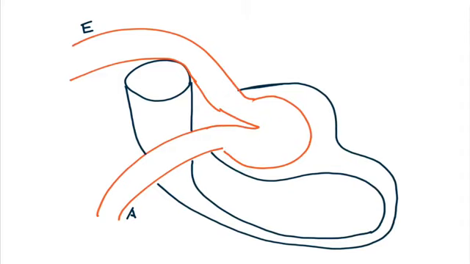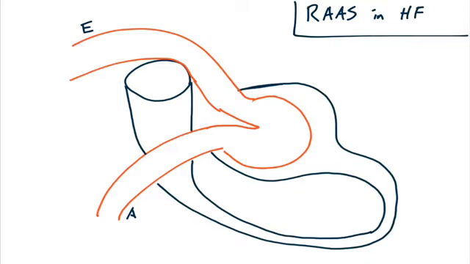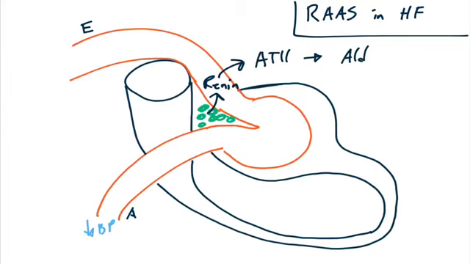Let's say there's a patient with heart failure. What would happen to the renin-angiotensin-aldosterone system in this patient? So here we have the renin-angiotensin-aldosterone system in a heart failure patient. Okay, well, if you have heart failure, you're going to have decreased cardiac output. And so that means there would be decreased blood flow or decreased blood pressure going through the afferent arteriole. So the juxtaglomerular cells would begin to secrete renin. And renin, of course, would lead to increased angiotensin II, which would lead to increased aldosterone.